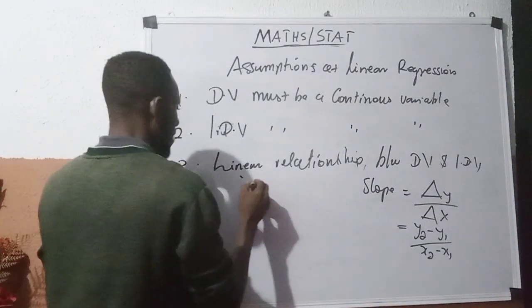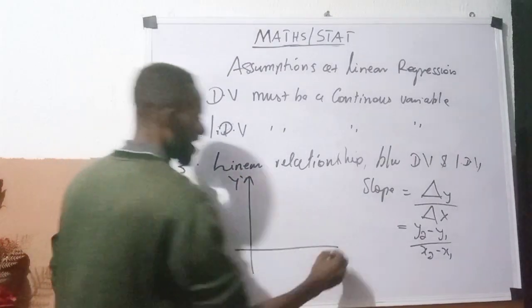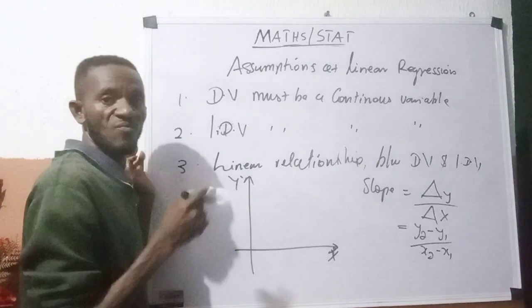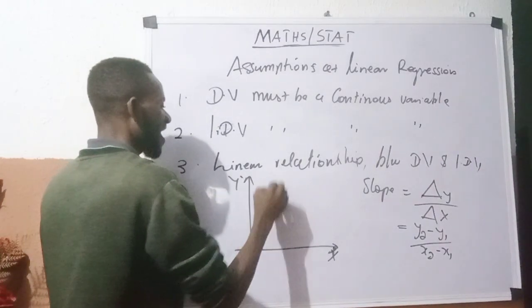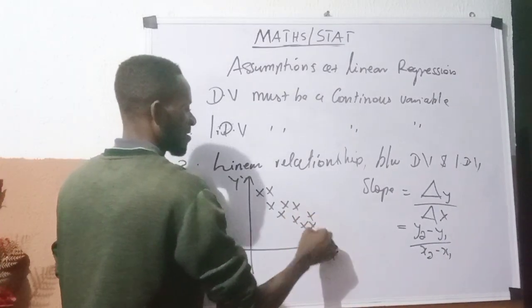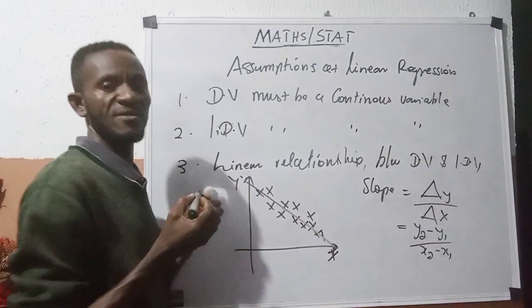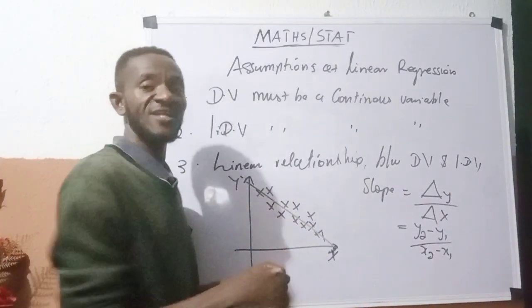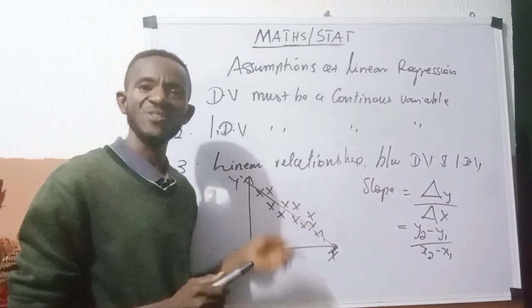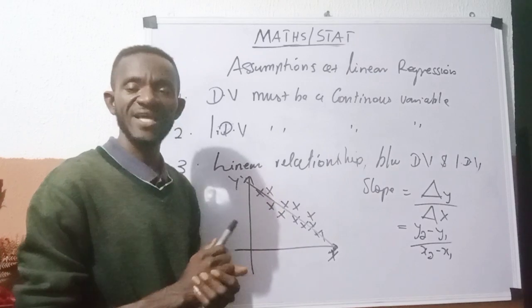You can equally have another one that appears this way. Here still remains my y, and here is my x. And I have this arrow here, and you begin to have a straight line that runs this way. It is still a linear relationship, but in this case it's not a positive linear relationship, but a negative linear relationship. And here, the slope is negative.